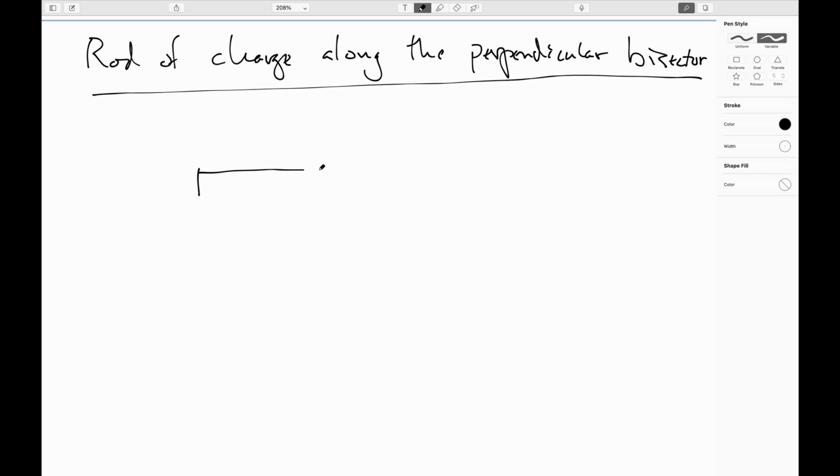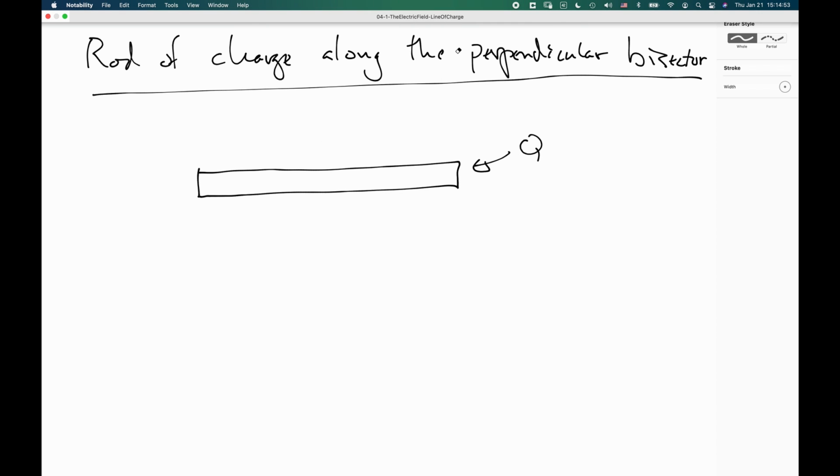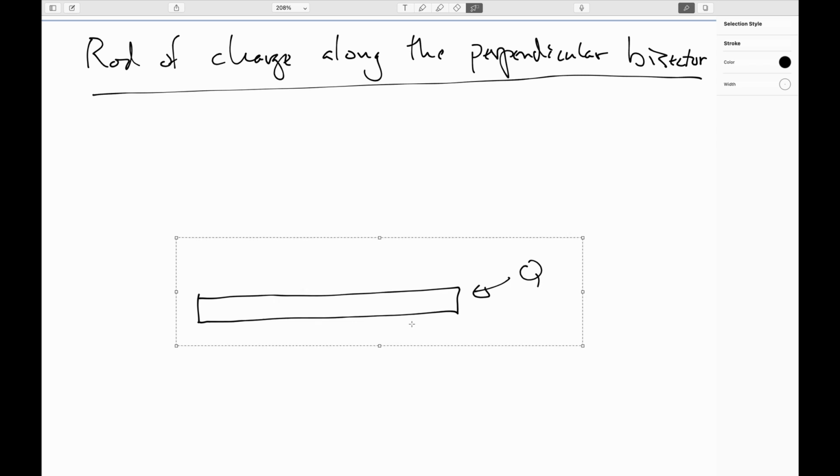So let's draw a rod of charge. I'll just note that there's a charge Q here. I'm not going to bother drawing any pluses or minuses because I want to keep the diagram as uncluttered as possible. There we go.